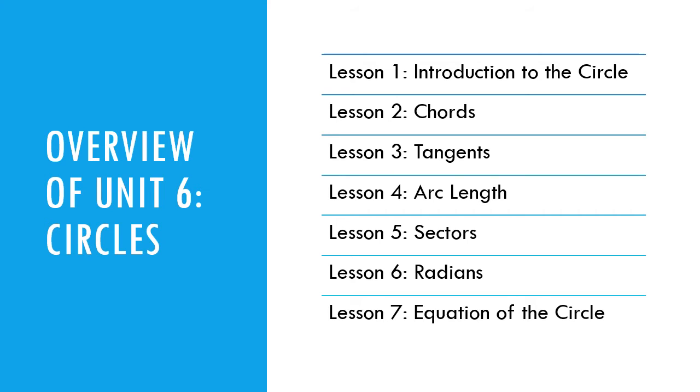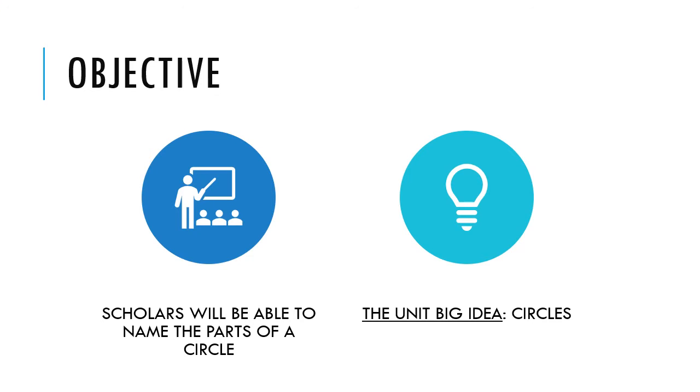So here's the overview of Unit 6. Lesson 1, we're going to introduce the circle, then we're going to talk about in detail each of the different parts: chords, tangents, arc lengths, sectors, and radians. Lastly, we're going to end with the equation of the circle in the coordinate plane.